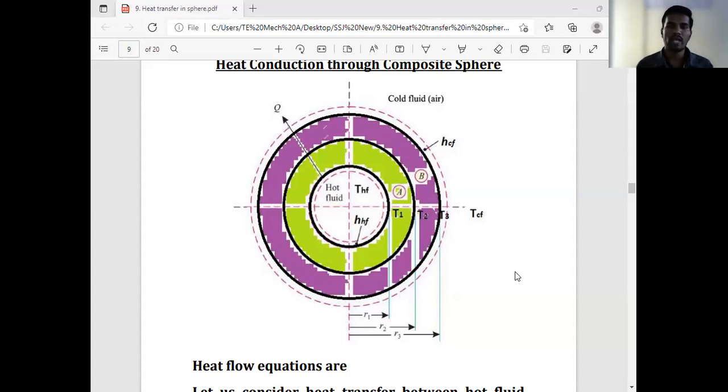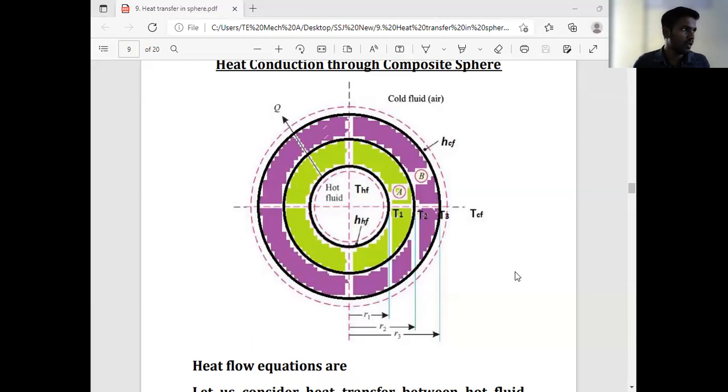Can anyone tell me, for the hot fluid, what is the equation? Which mode of heat transfer is there when there is a fluid? Convection. So what is the standard equation for the convection? Q is equal to HA into delta T. So we have to write down the equation in that manner for the hot fluid.